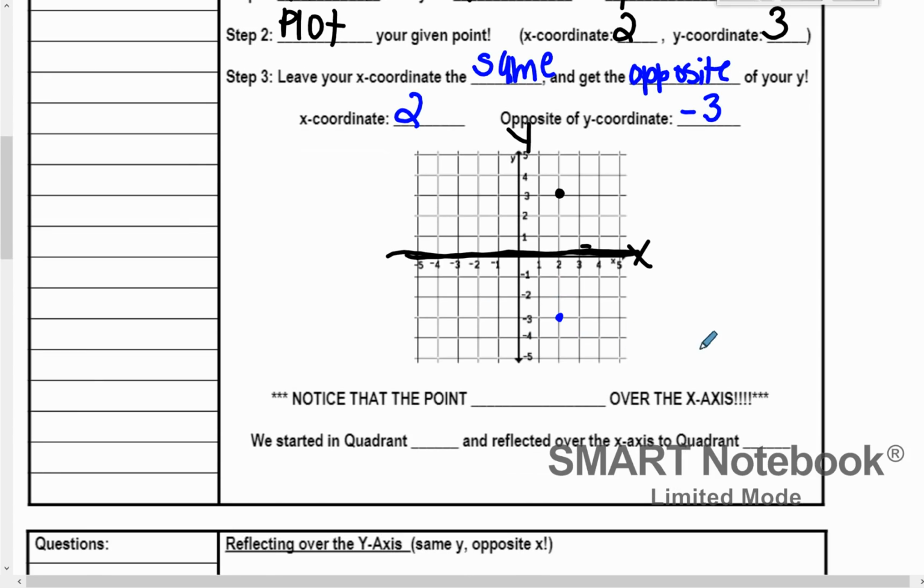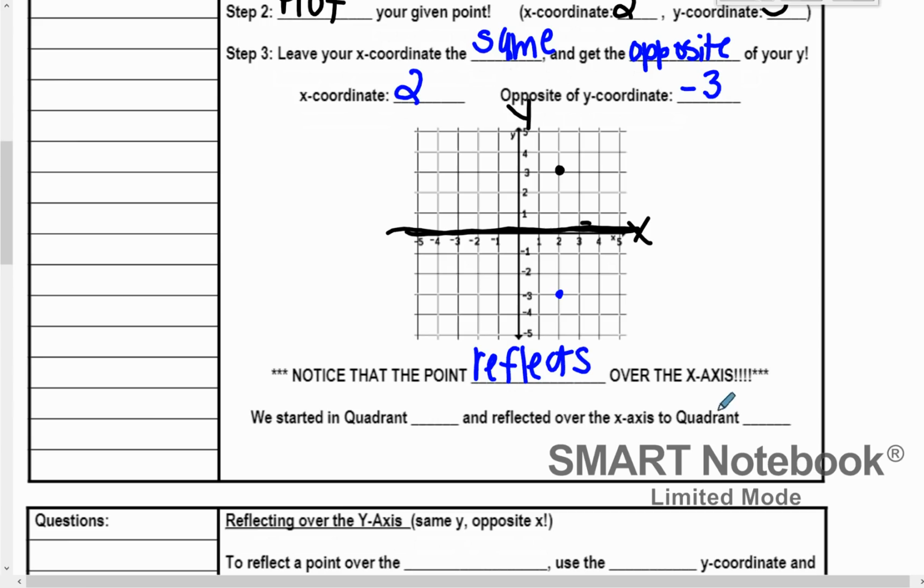So notice that that point reflects over the x-axis. All right, let's take it one step further. We started in quadrant, so which quadrant is this? We started in quadrant 1, using Roman numerals or regular numbers, that's fine too. And reflected over the x-axis, to which quadrant was our reflection in? That should be quadrant 4.